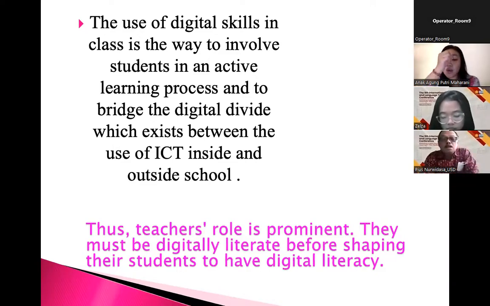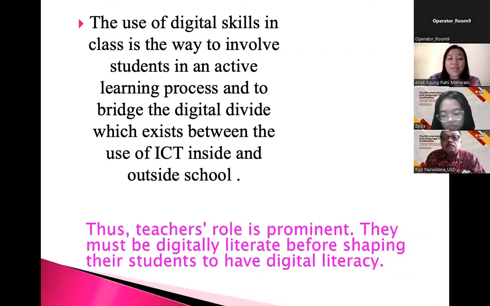The teachers themselves must be digitally literate before shaping their students to have digital literacy. So it means that the teachers have a prominent role, because later on they become the facilitator and also the manager of the class.